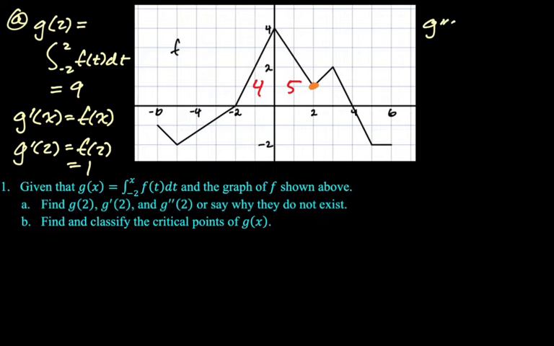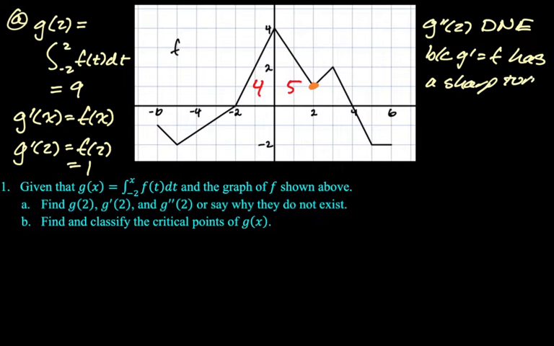I'm going to choose to say that g double prime does not exist, and my reason will be that g prime has a sharp turn. Also, g prime is definitely f, and I've established that, but I'm never sure if the person reading it is going to be super picky or not, so I'll say g prime equals f every time. All right, so that's part A.